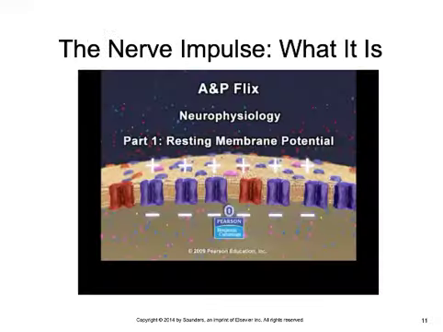Okay, all right, the next three installments are going to talk about how it is that a neuron generates an electrical signal and then sends it to a target. Okay, so this talks about membrane potential, and then action potentials, and then the results of all of those processes. So listen up.